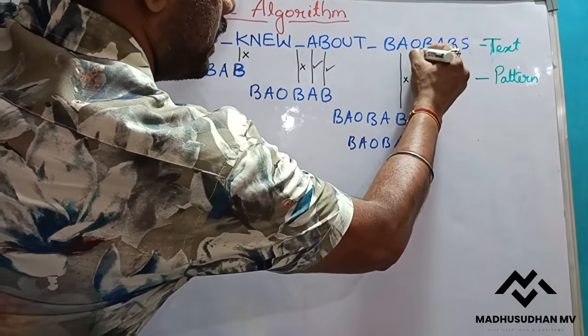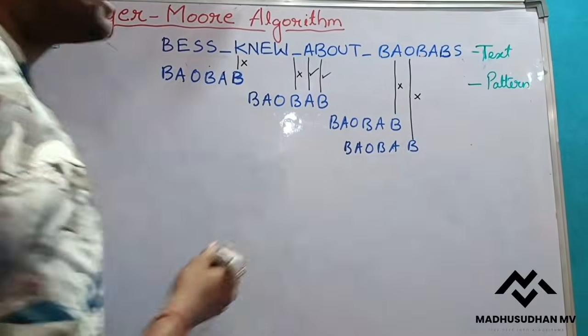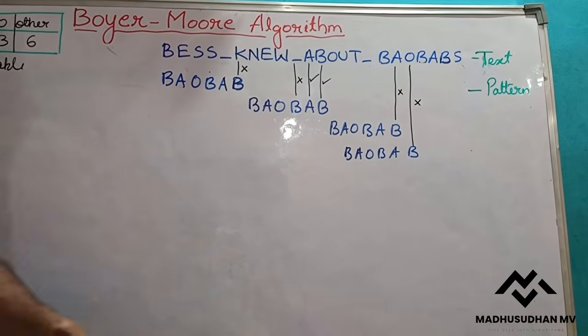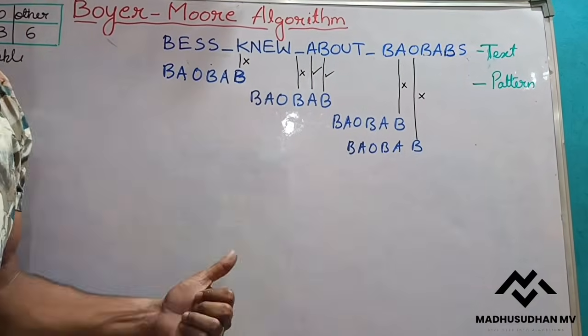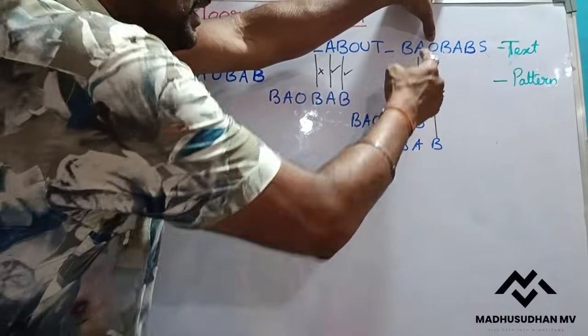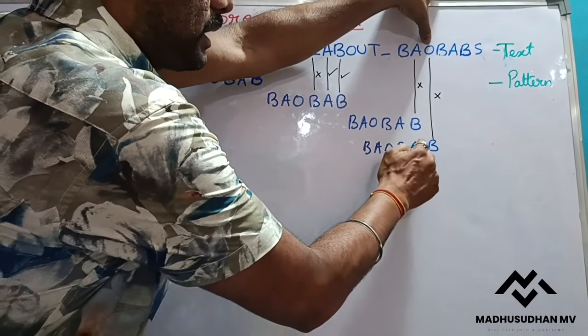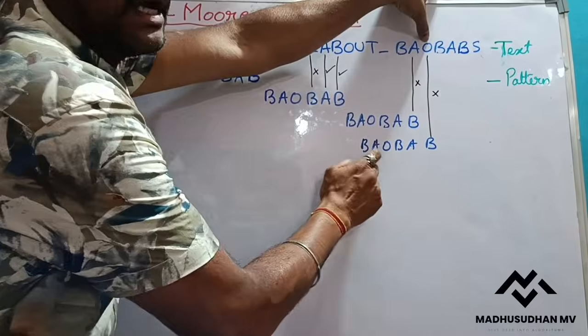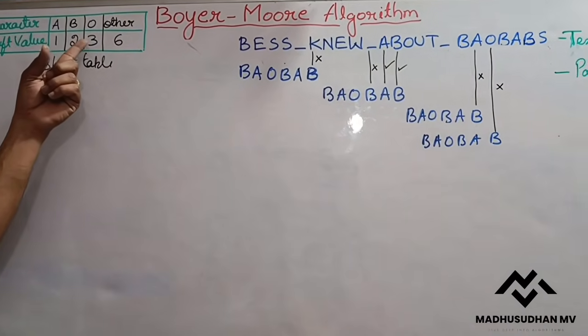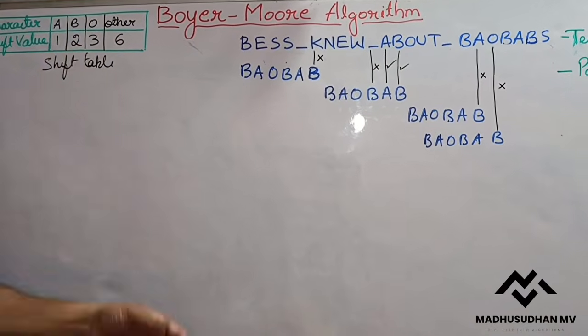From the last we are comparing. Now again mismatch at the first position. So in the first position, O. Now O is present in the remaining characters of the pattern. Yes, O is present in the remaining characters. Now what is the shift value of O? 3. Now shift the pattern by 3 positions.